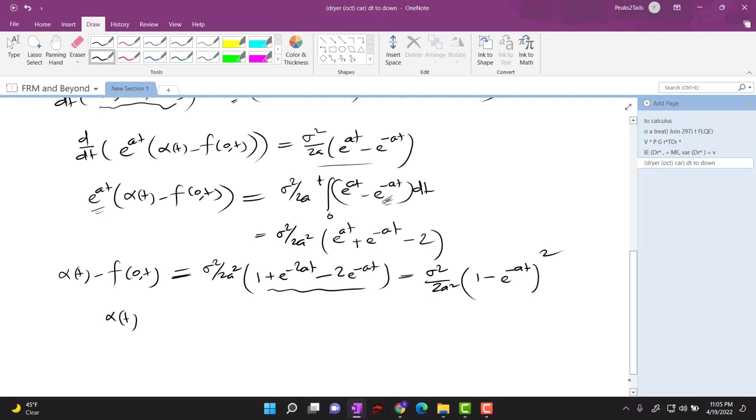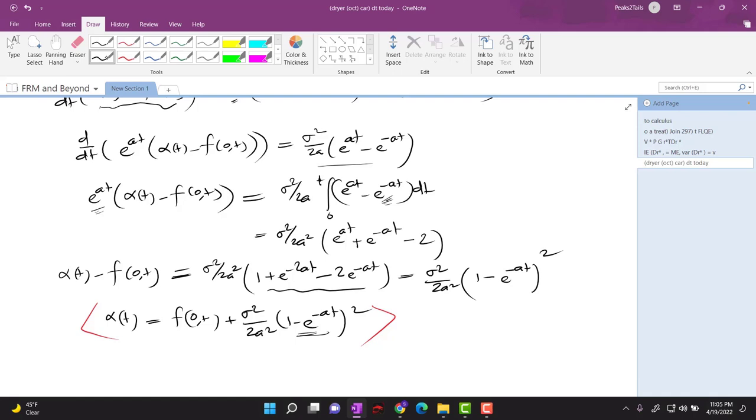So alpha t is equal to f of 0 t plus sigma squared by 2a square times 1 minus e to the power minus a t whole square. Please note that there is a printing mistake in the text given to you. This factor is in the numerator, it's not in the denominator. So that's all.